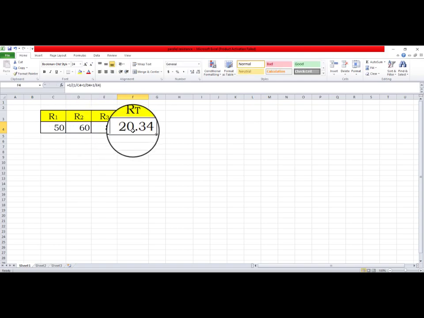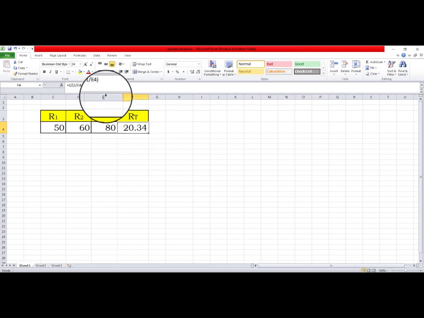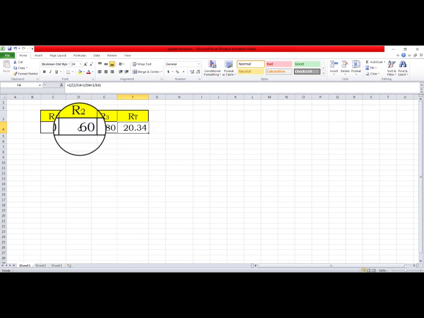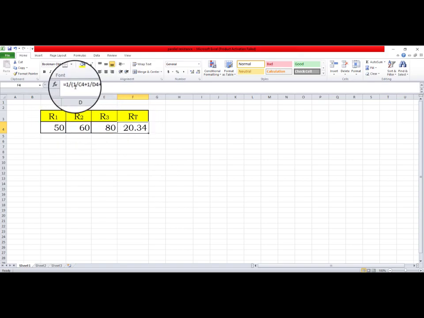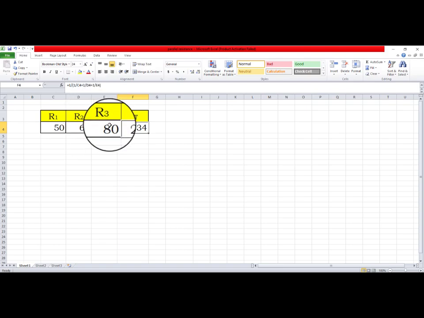Now total resistance or equivalent resistance is 20.34. How did we get 20.34? For that, in Microsoft Excel, in this cell I have substituted the formula. 1 upon R equivalent is 1 by R1 plus 1 by R2 plus 1 by R3. So I have written 1 by C4, cell number C4, plus 1 upon D4 plus 1 upon E4.